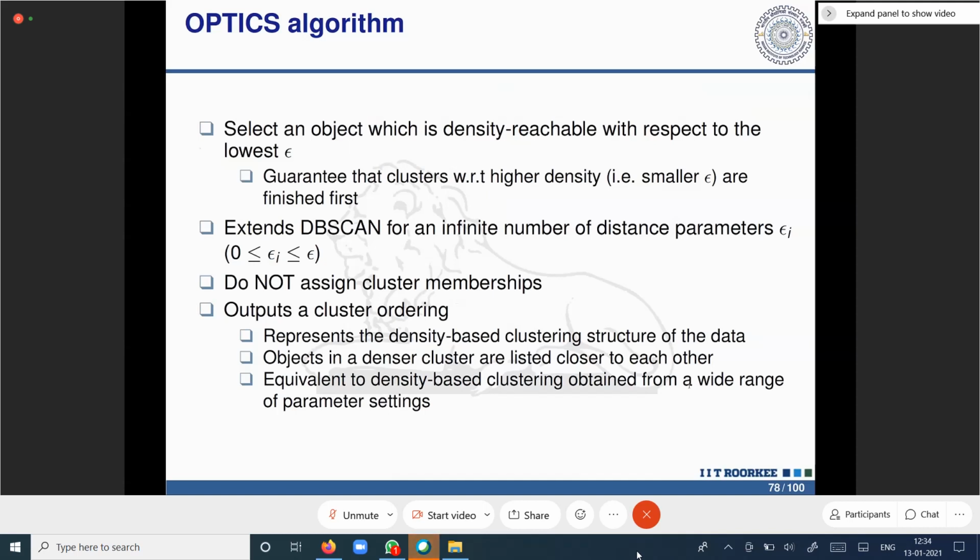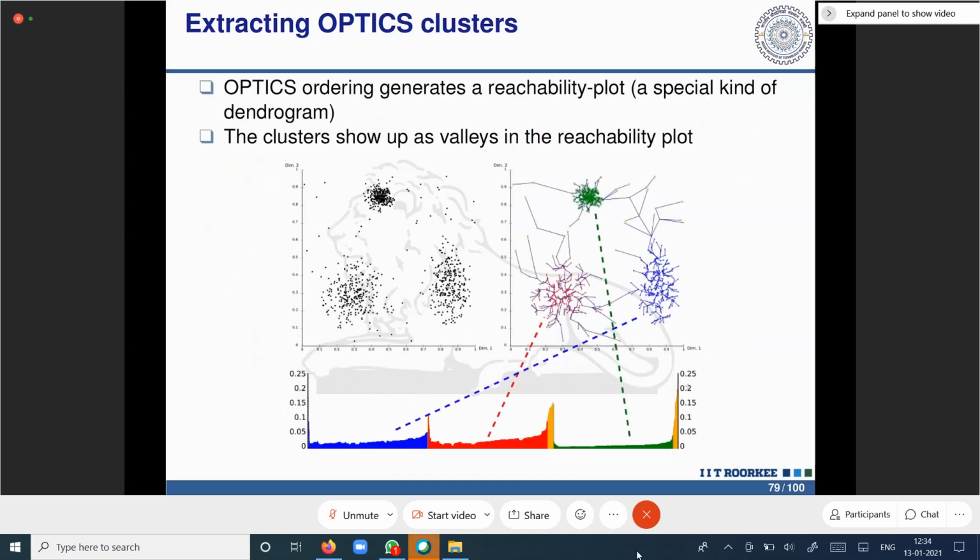and then we keep on decreasing the value of epsilon. It does not assign cluster membership as such, but outputs a cluster ordering which represents the density based clustering structure of the data. Objects in a denser cluster are listed close to each other, which is equivalent to a density based clustering obtained from a wide range of parameter settings. So it gives you more like a hierarchy of points belonging to different clusters.